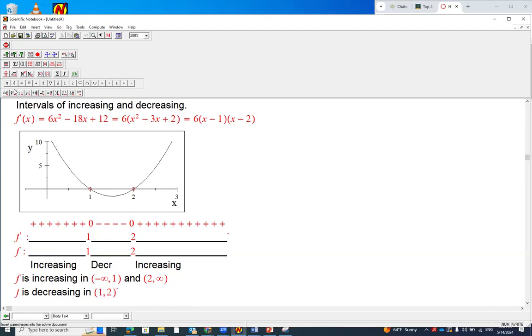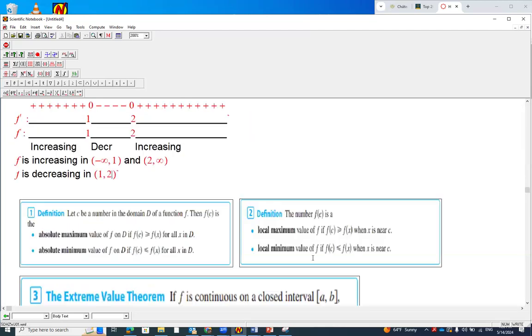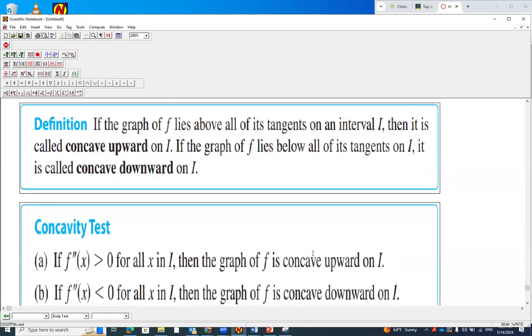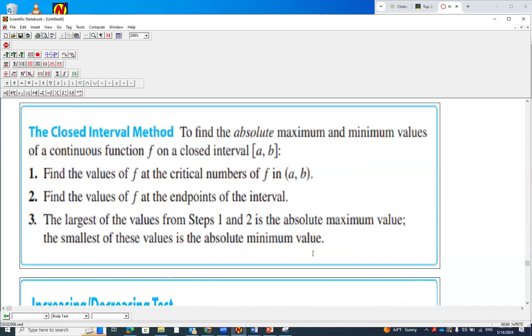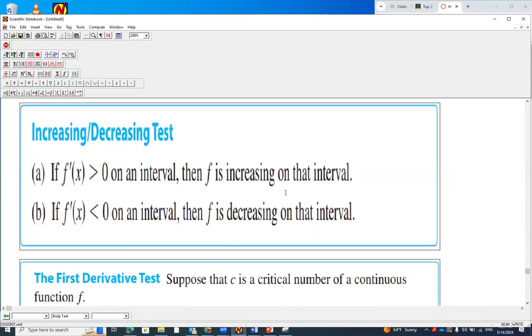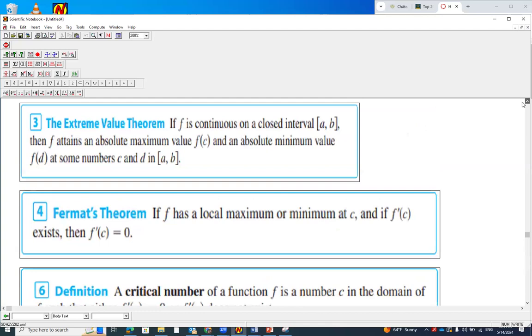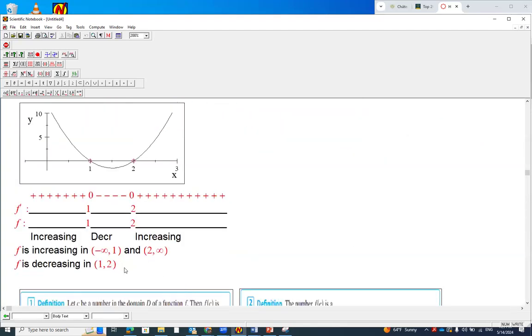So at this point, I'd like you guys to compare the definition of increasing, decreasing, and the increasing, decreasing test. Okay, so let's look at them. Increasing, decreasing test right here, right? So that's what we use for that. We use that increasing, decreasing test. All right, now we answer the first question.